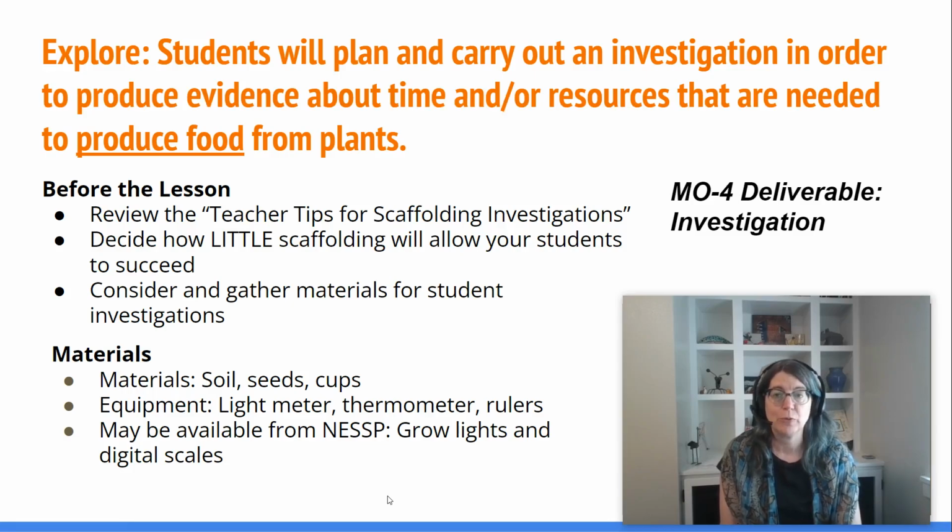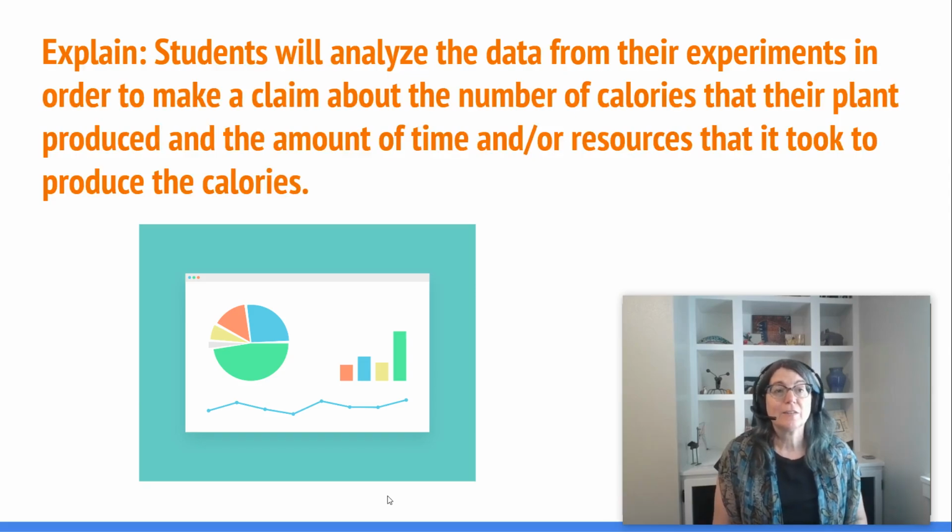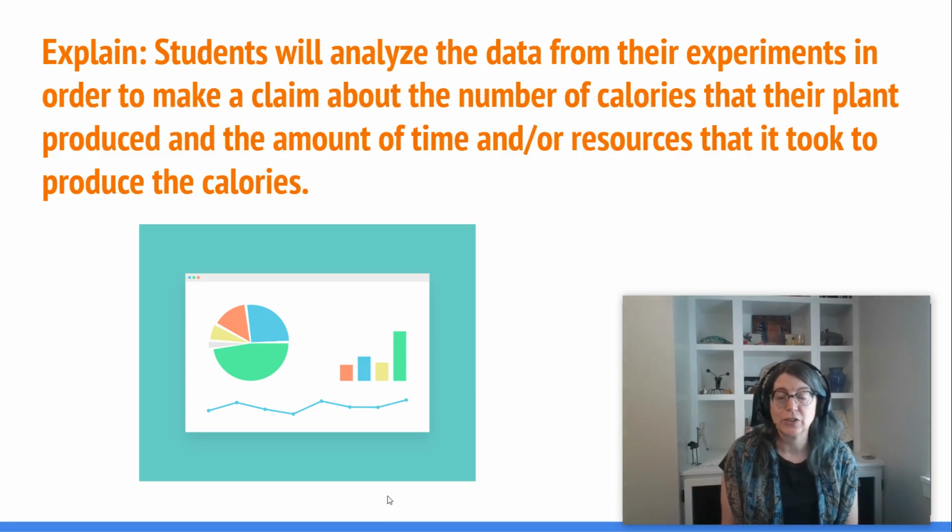This is part of the MO-4 deliverable to have your students document their investigation, what they did, photographs, and various other things as detailed in the MO-4 deliverables. In Explain, students will analyze the data from their experiments in order to make a claim about the number of calories that their plant produced and the amount of time and or resources that it took to produce the calories. We're talking about inputs and outputs here. So how much time, fertilizer, water went into creating the output of calories that you can eat.